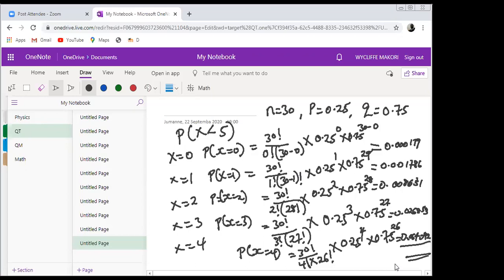You have a chance to ask a question if you did not understand anywhere on the binomial before I go to the Poisson.